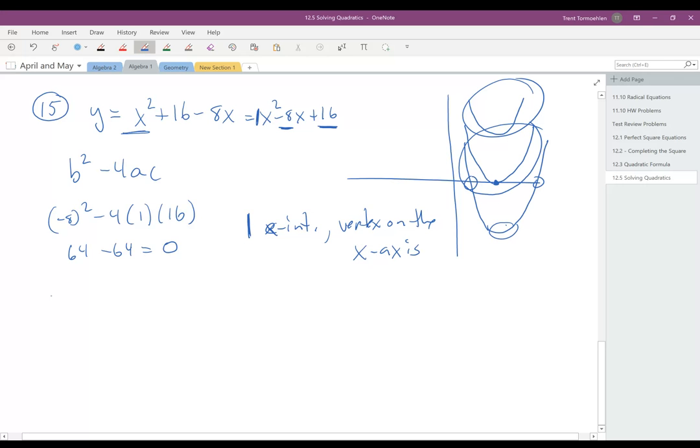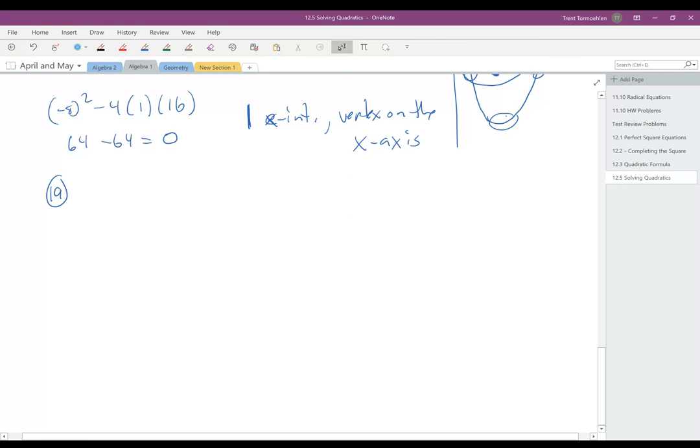For number 19, you're given: find k so that the solution of 9x squared plus 12x plus k equals 0 has one real, what we call double root. Well, this happens in the same instance that we had for number 15, which is when the discriminant equals 0. When the discriminant is positive, you have two real roots. When the discriminant is 0, you have one real root. When the discriminant is negative, you have no real roots. So if we want one root, we need it to equal 0.